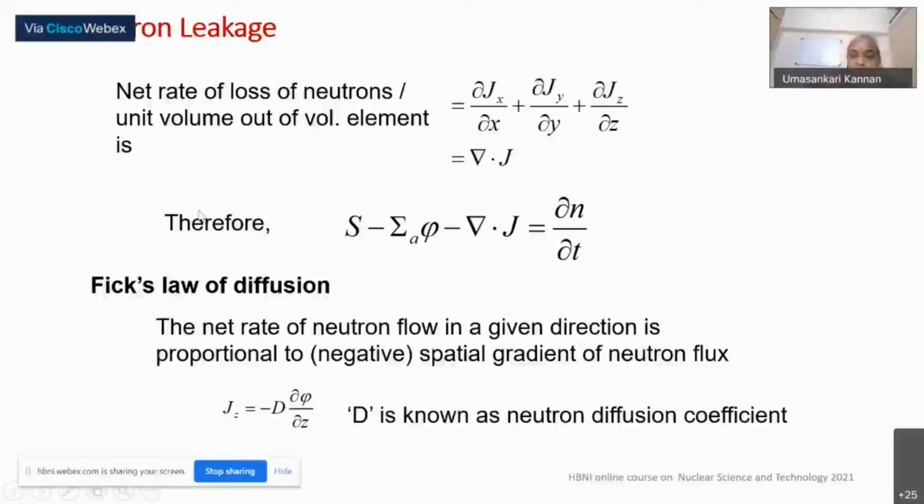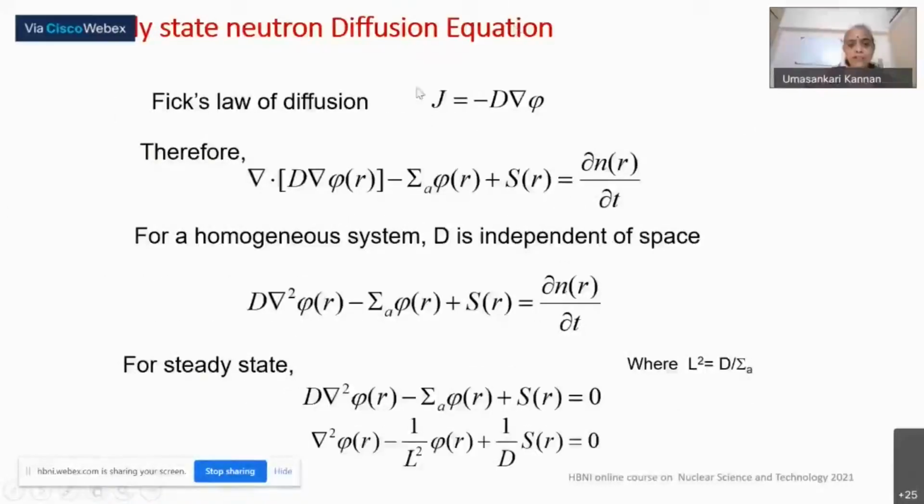That is, we are trying to calculate the net leakage of neutrons from the system, which is governed by Fick's law, which says that neutrons are always going to flow from the high neutron density to the low neutron density, just like your gas molecules or any other thing. So from Fick's law, J is nothing but minus D grad φ. So Fick's law of diffusion says J is minus D grad φ.